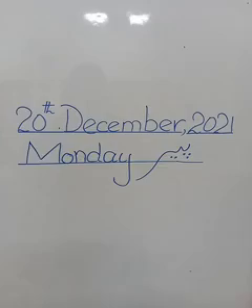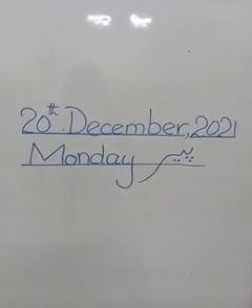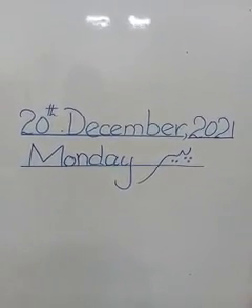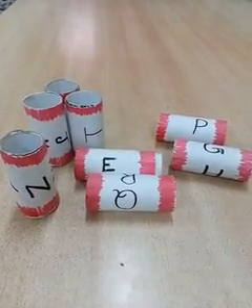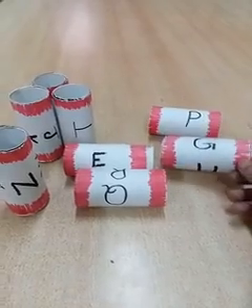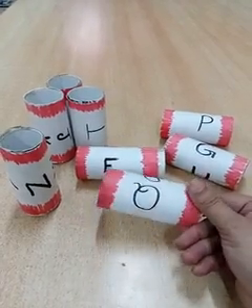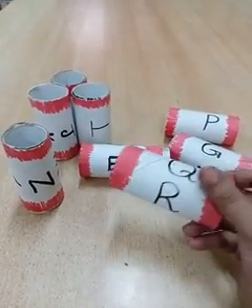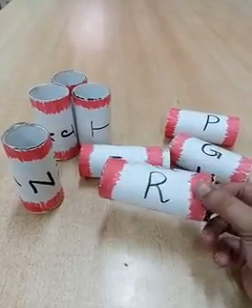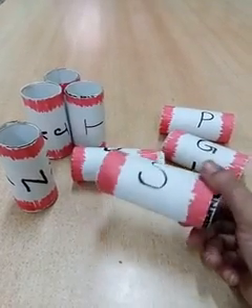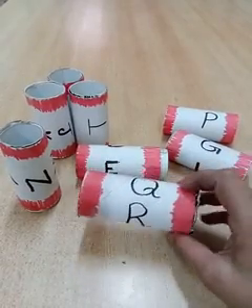So kids, we are going to start today's class with a very interesting activity. So friends, can you see? Here I have some tissue rolls. What is this? Yes, these are tissue rolls. And on these rolls, here are some letters. As you can see, आपको नज़र आ रहे हैं letters?